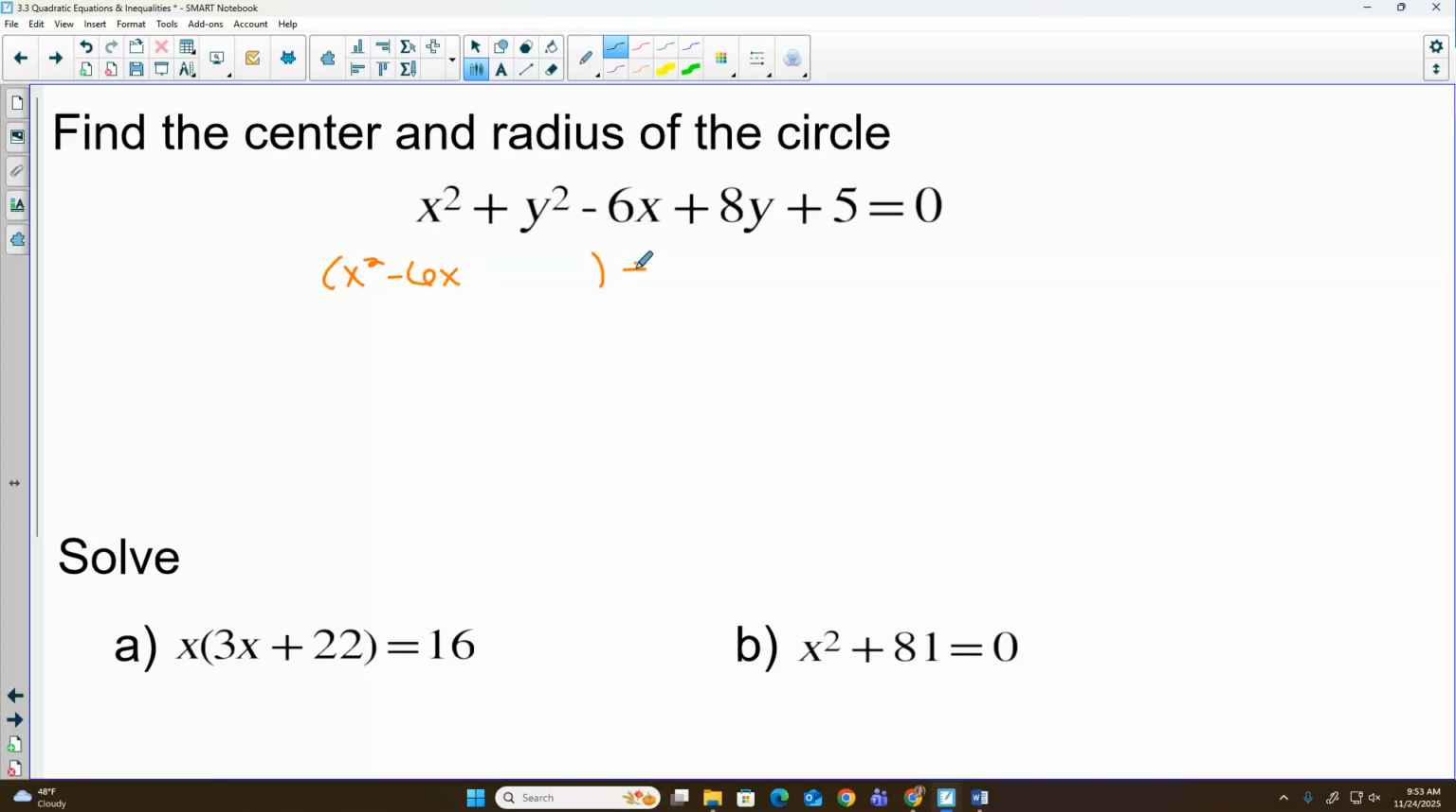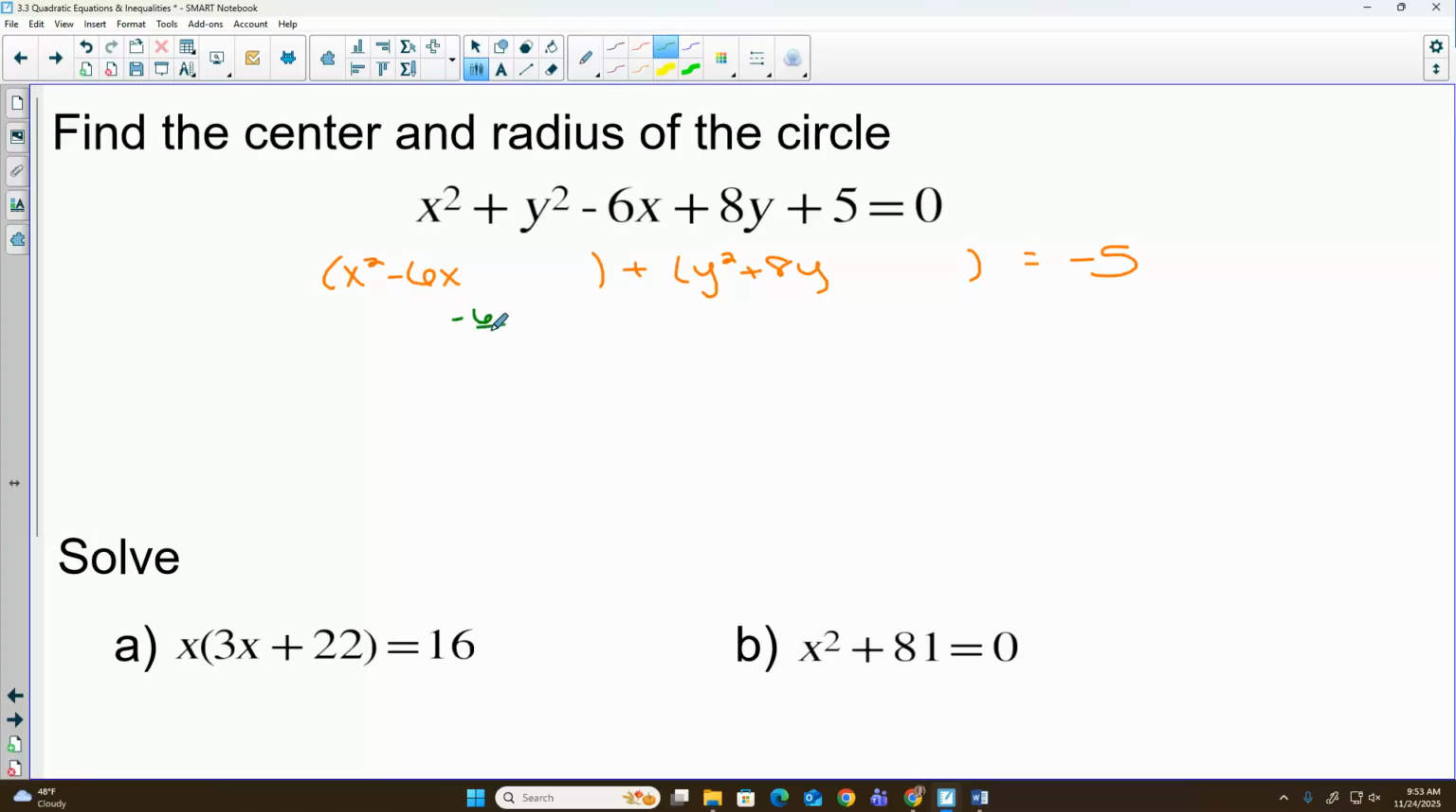Okay, and we put our 5. What do we do with that 5? And then what did we do? And complete our square.